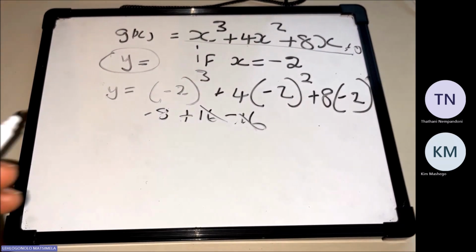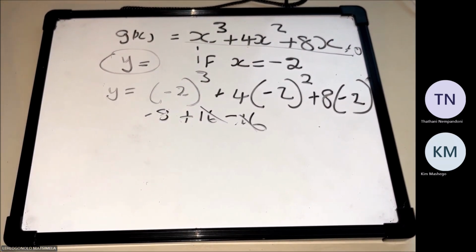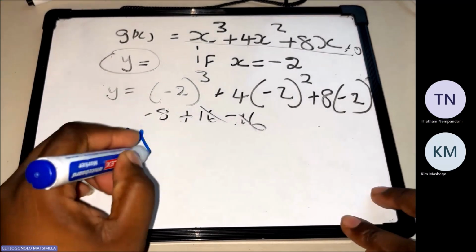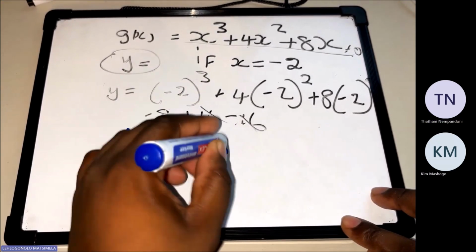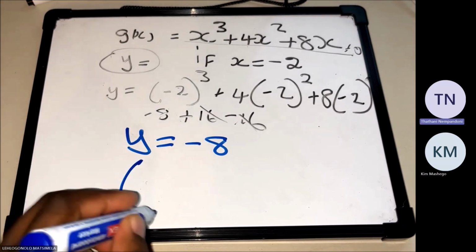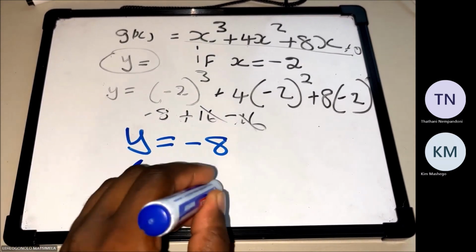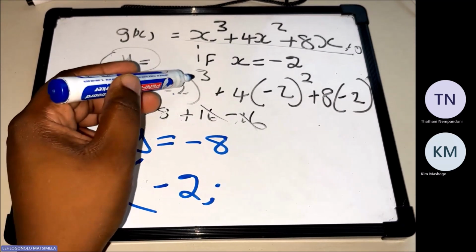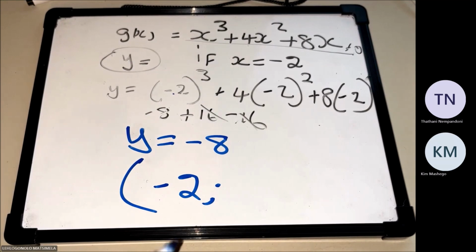Then this one is going to give you the other one, you're going to get minus 8. In other words, y is equal to minus 8. Look, can we see that? How did you get the first 8? Minus 2 to the power of 3.